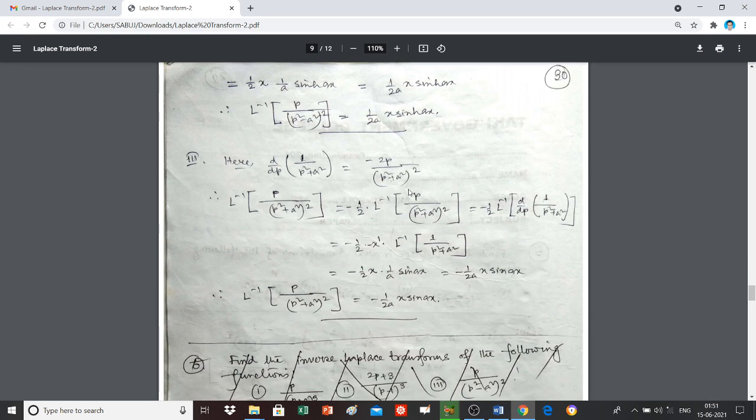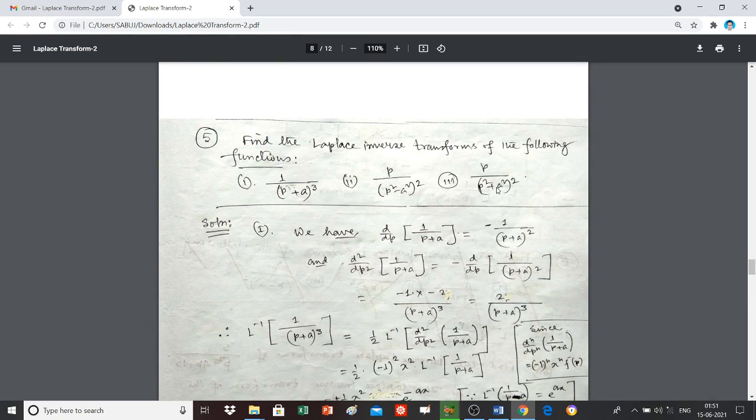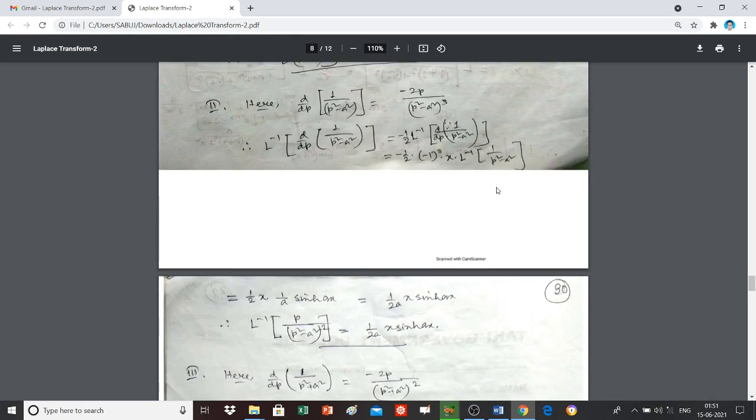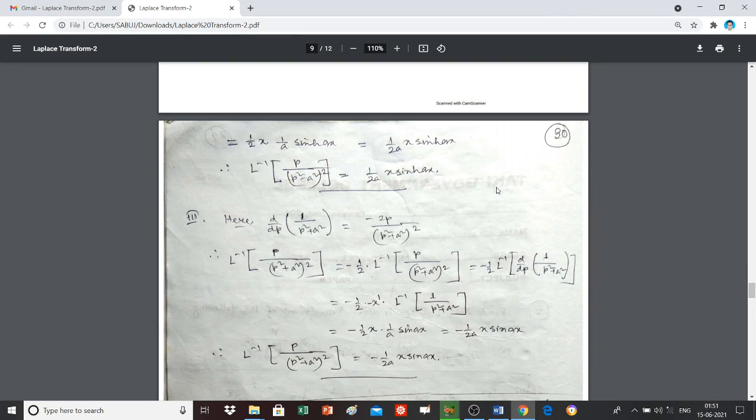The next one, we are here to find out the value of d/dp of 1/(p²+a²), because here the function was p/(p²+a²)². So the same process is carried out here. First d/dp of 1/(p²+a²) is found out here, and then the inverse Laplace transform of p/(p²+a²)² is taken, that is equal to minus half, then L inverse of d/dp of 1/(p²+a²), that is taken here.